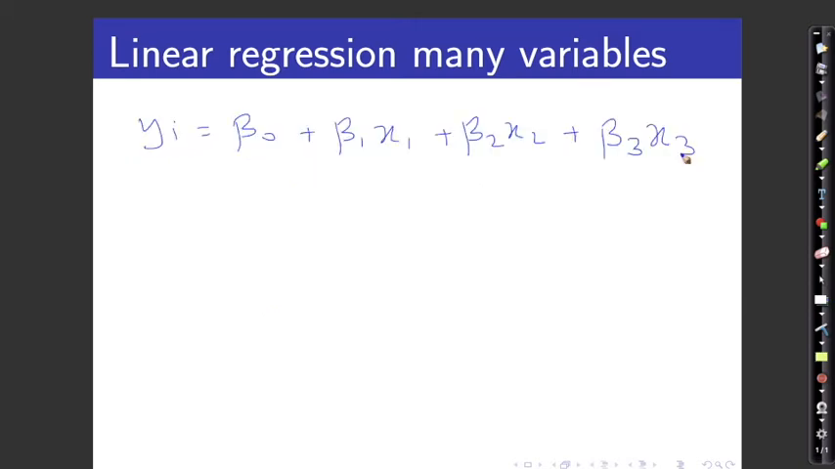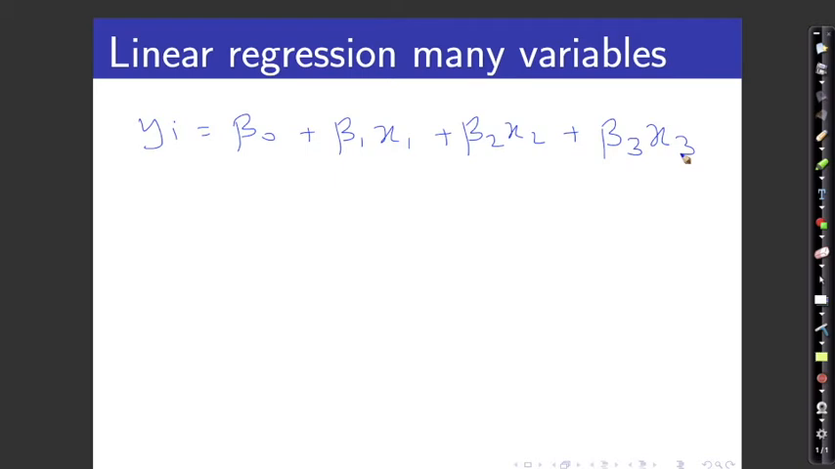In general, we might have something like this, where the price y depends on beta naught, which is the intercept, plus some coefficient, beta 1 times x1. x1 might be lot area, plus beta 2, that's another coefficient, times x2. x2 might be the number of kitchens, and so on and so forth. Now, how do we go about solving this with gradient descent?